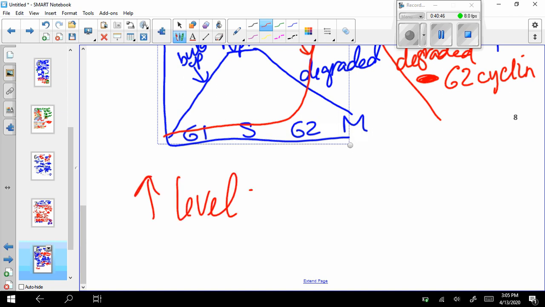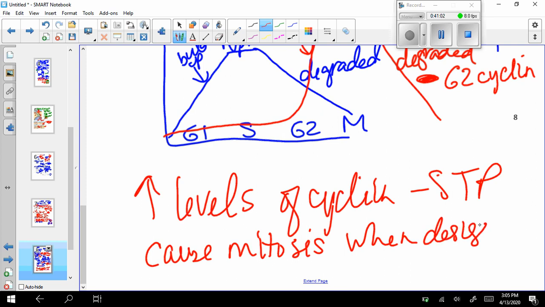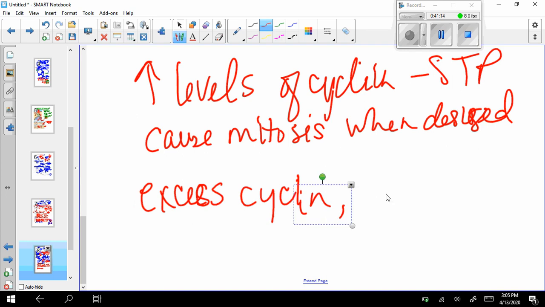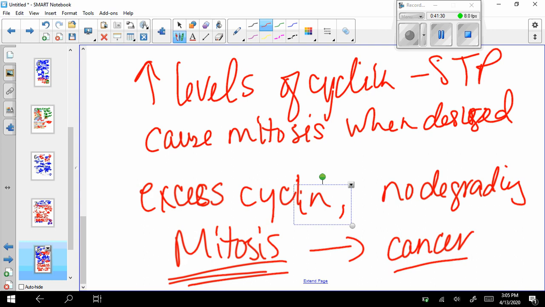So increasing levels of cyclin is due to signal transduction pathways. So it will cause mitosis when desired. If you have excess cyclin, or you have no degrading of cyclin, you are going to keep doing mitosis way too much. And so they've understood that this is actually one of the things that causes cancer. When your cells are making tumors, a tumor is a mass of cells that was made too quickly, and it went through this cell cycle without hitting the checkpoints. And so there was an error in the cyclins.